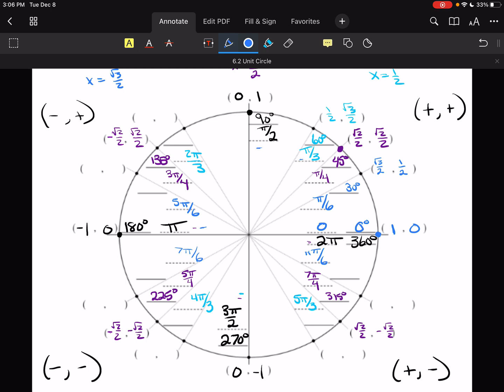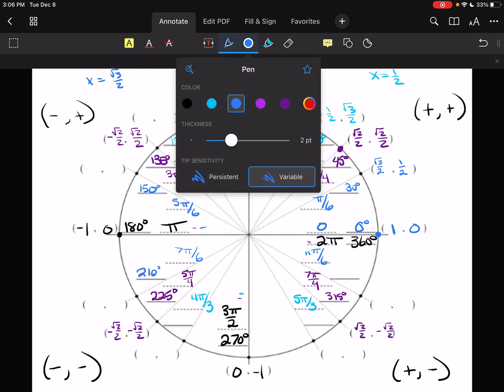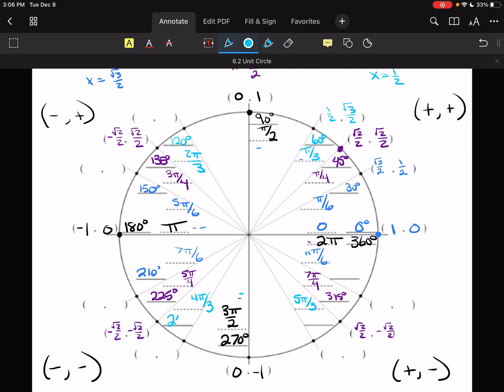Doing this same thing with the 30 degrees. So 30 plus 30 would give me the 60. 60 plus 30 would give me 90. 90 plus 30 would give me 120. 120 plus 30 would give me 150. 150 plus 30 is 180. 180 plus 30 is 210. 210 plus 30 would be 240. 240 plus 30 would be 270, which is taken care of. Add another 30 would put me at 300. And then 330.